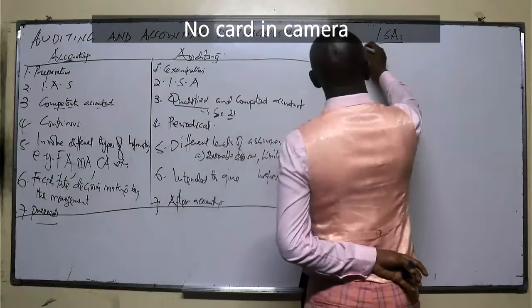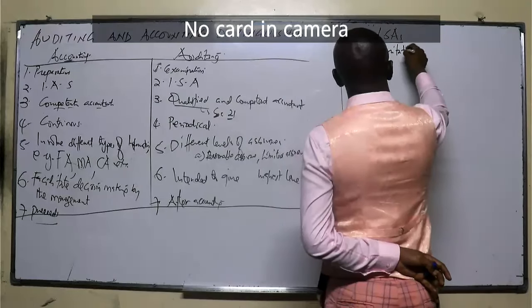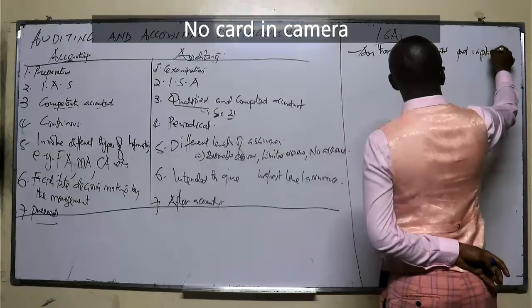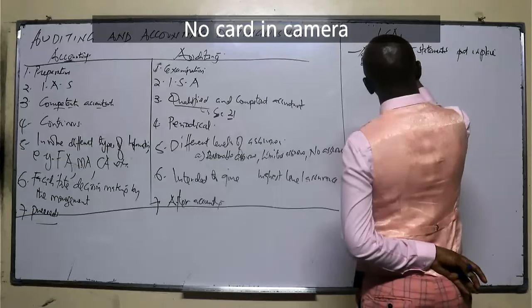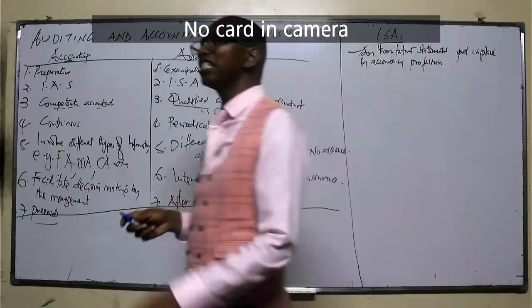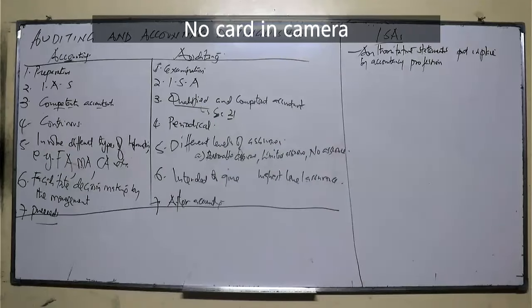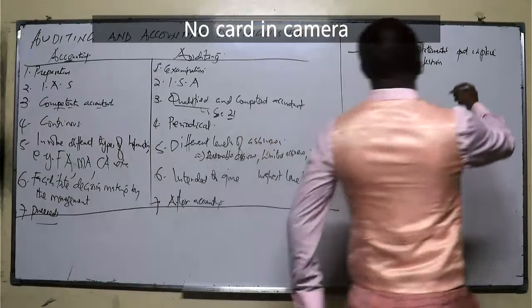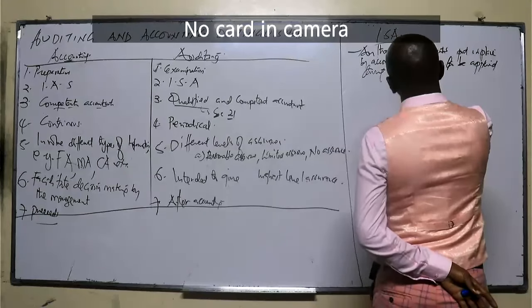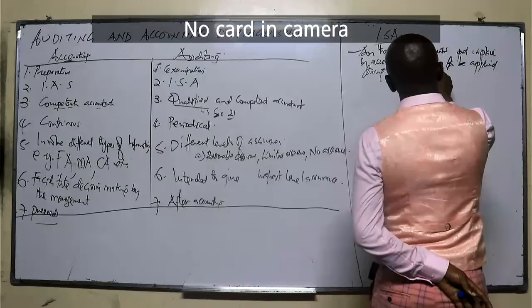What are they? We say that these are authoritative statements put in place by the accountancy profession. They are authoritative statements that have been put in place by the accountancy profession to be applied during the audit exercise.